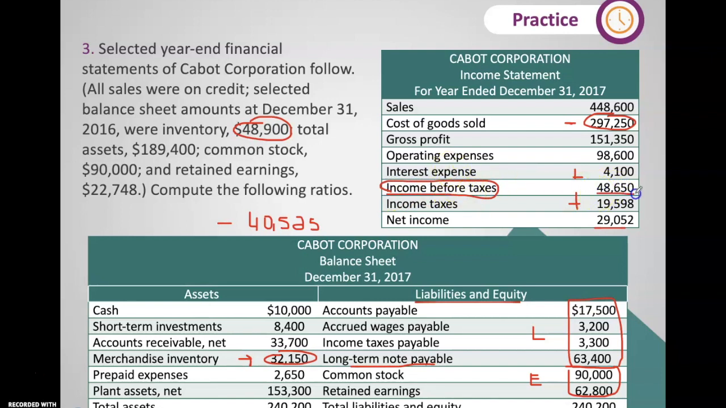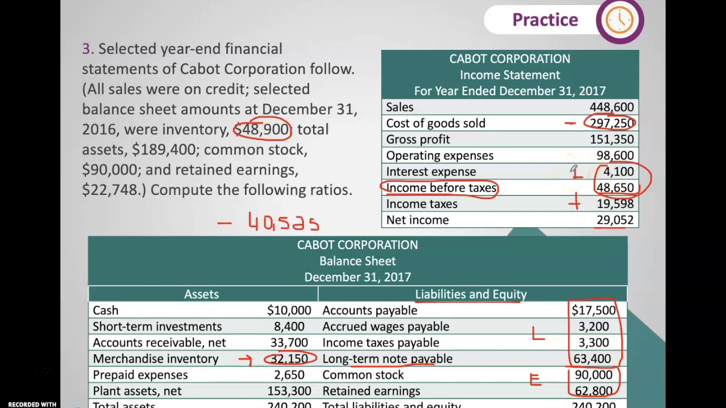So you can also just take this 48,650 and then add the 41 to it. It's kind of like a shortcut. Or you can take your net income, add back your taxes, add back your interest. So it's just up to you. You get the same answer. We're going to add these numbers together and then divide by our interest expense.